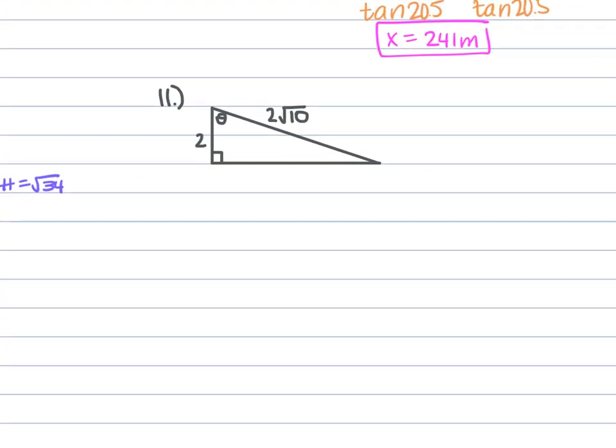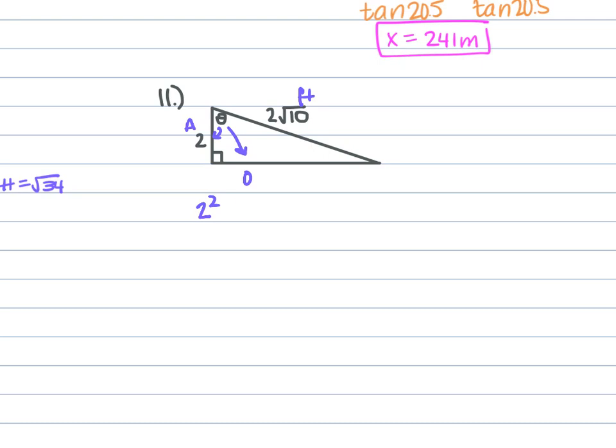For 11, we have a triangle that has side lengths of 2 and 2 square root 10. Our opposite is what we're missing. So this is our adjacent. This is our hypotenuse. The opposite is what we're missing, so we have to find that first.